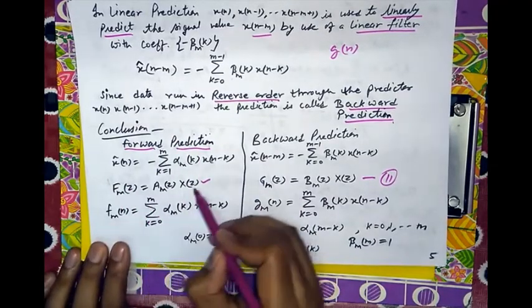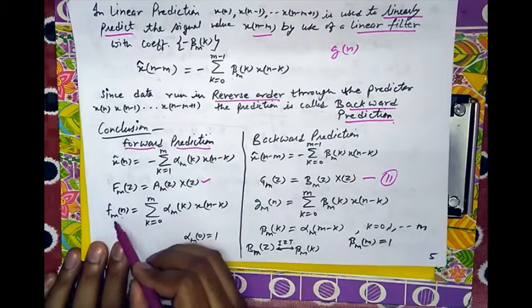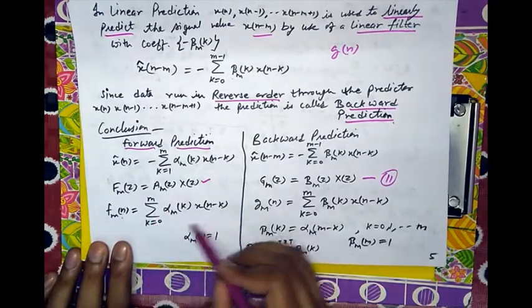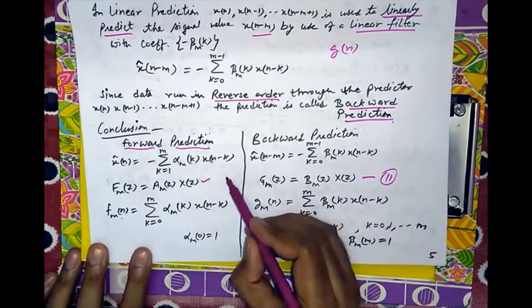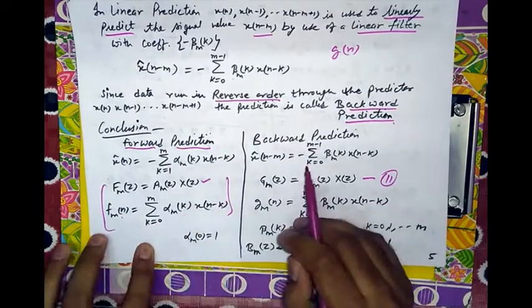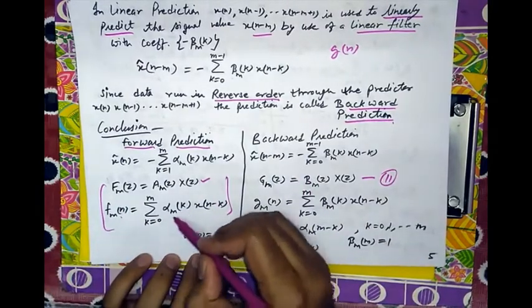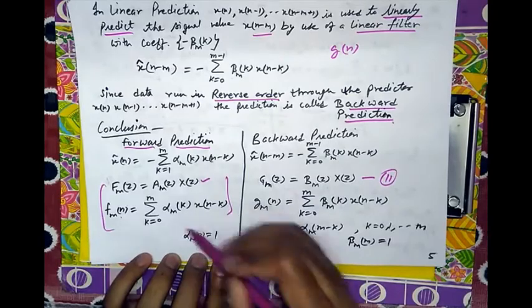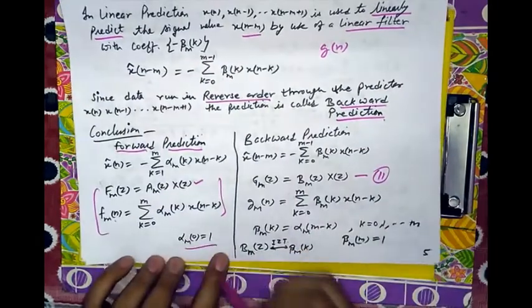That is in the z domain, and now in the time domain, Fm(n) is equal to alpha m, that is a convolution sum. We have already studied it, it is just for the conclusion. It is the convolution sum of the input and the alpha coefficients, where the initial value of alpha m0 is equal to 1.